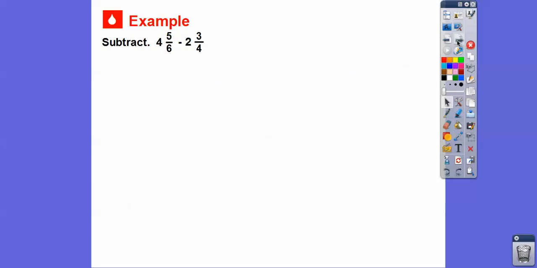Let's do the same thing with these guys here. 4 5/6 minus 2 3/4. Let's estimate first, you guys. 4 5/6 is close to 5. 2 3/4 is close to 3. So 5 minus 3 is 2. Our answer is going to be somewhere close to 2.